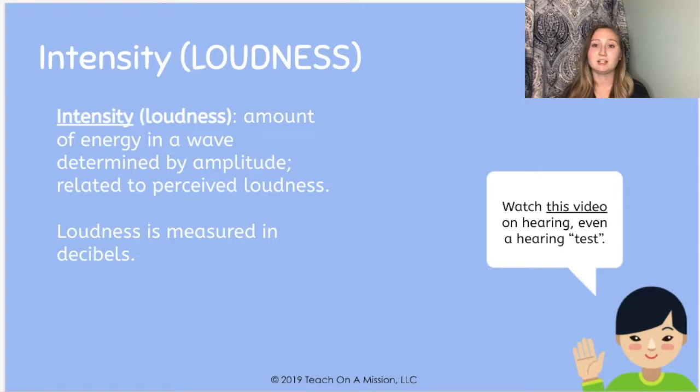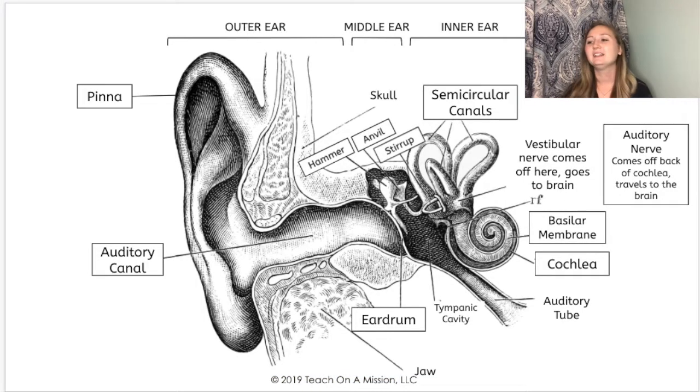Okay, the ear looks just about as complicated as the eye, right? There are 3 major sections of the ear: the outer ear, the middle ear, and the inner ear. The outer ear captures those sound waves and funnels them down your ear canal, your auditory canal, to the eardrum, which sits at the back of your auditory canal.